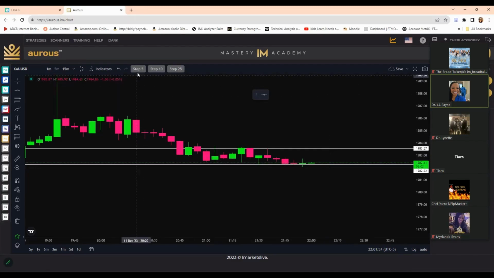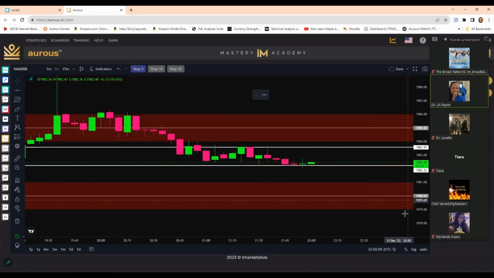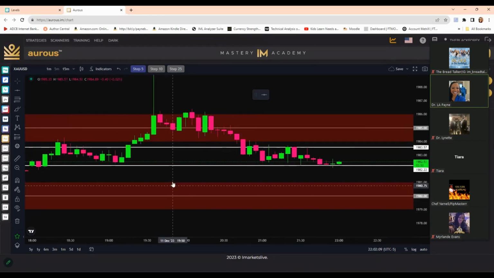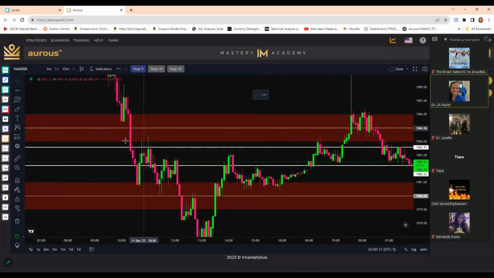Now I'm going to go ahead and add step 5. When you add step 5, you're going to have all these red zones. The red zones are the zones you want to trade in. Now, the beautiful thing, let's go ahead and back test it. The beautiful thing about these red zones is that they're actually in 2 parts. If you go to the bottom, you can see.